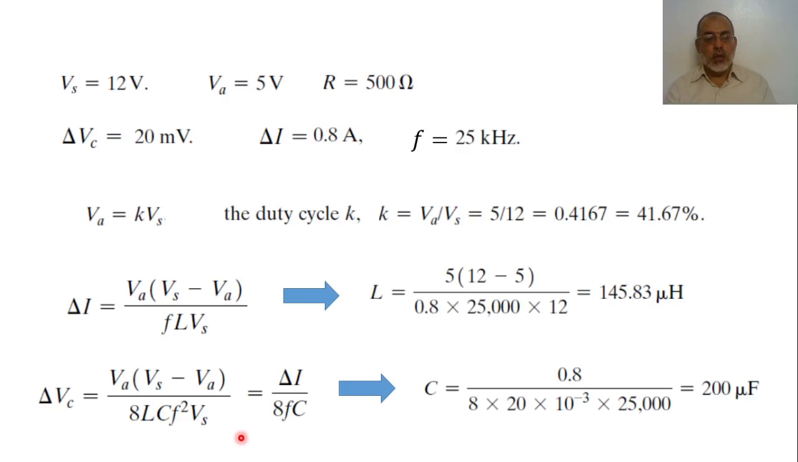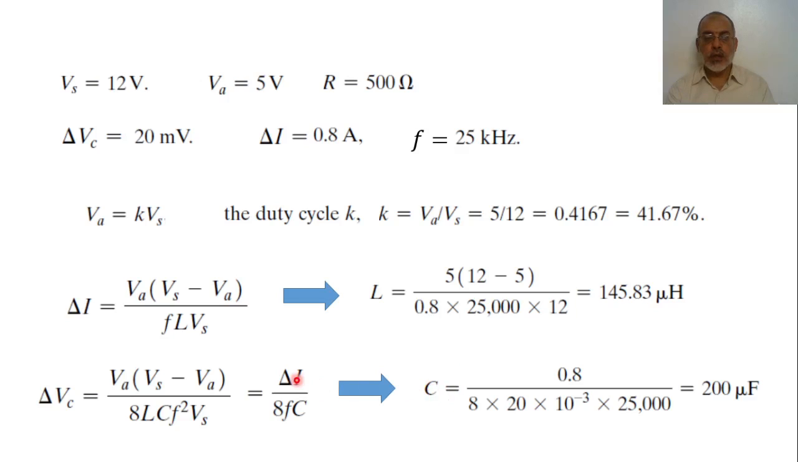And as another form, delta VC can be simply delta I over 8FC, where delta I is Va (Vs minus Va) over L F Vs, so the remaining is 8FC. Okay, so we can say that C equals delta I over 8F delta VC.